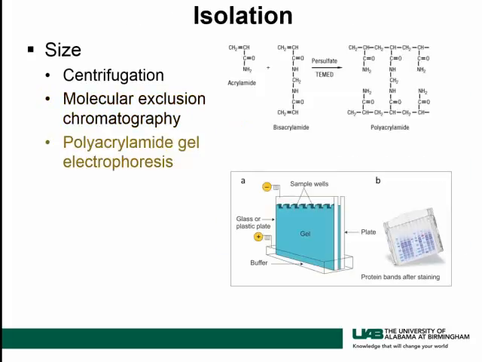And the final one is polyacrylamide gel electrophoresis. The first method that we looked at was separating proteins based on their charge. Here we're separating them based on their size. So what you usually do is, if you were to use a denaturing detergent, that detergent is going to destroy the three-dimensional structure of the protein.